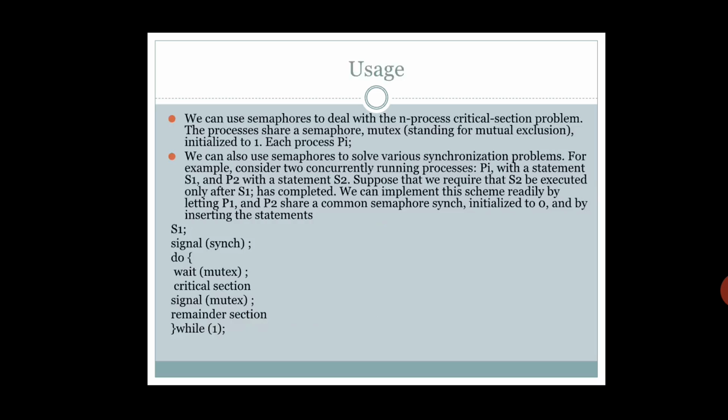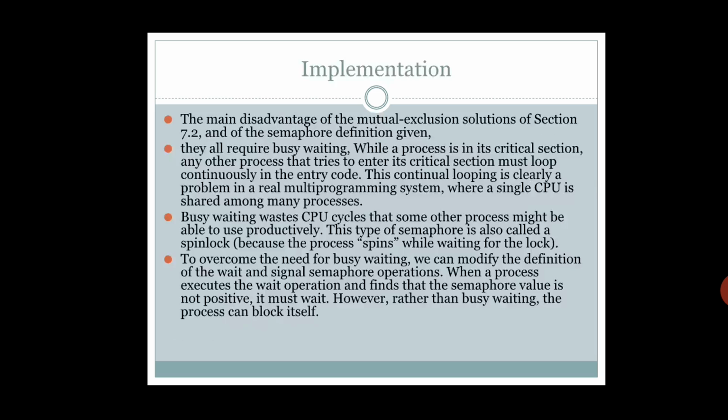Mutual exclusion will be there between these things. So if you are going for semaphores, you can check the code: S1, and after S1 you have signal of sync, then do. Inside the do you have wait for mutex, and once it is done, you go for the critical section. After that, again you signal the mutex, and then you are allowed to go for the remainder section. So this is how the program flow goes. Fine. Now this is a simple code snippet.